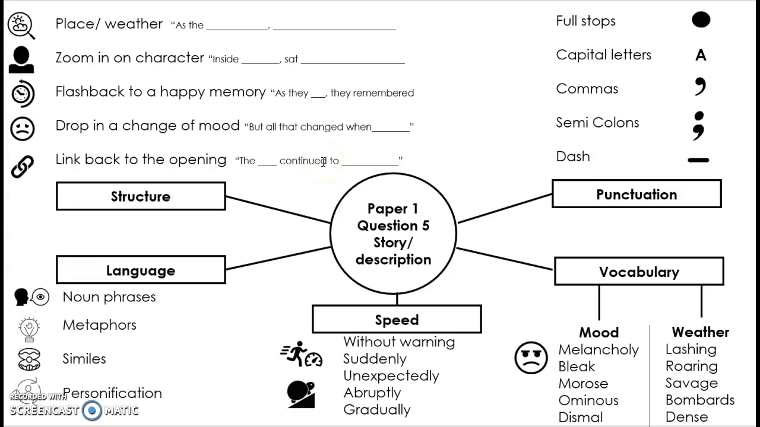So we've got lots of nice things going on there. We've got some physical description, we've got some internal sense of the character, we've got some changes of mood, and we've got a nice cyclical approach.